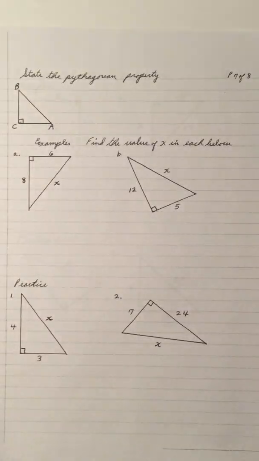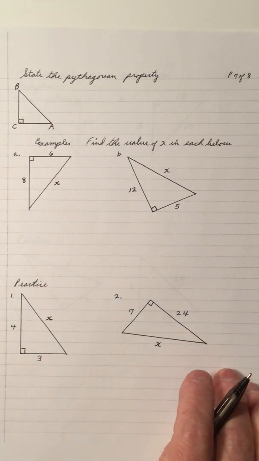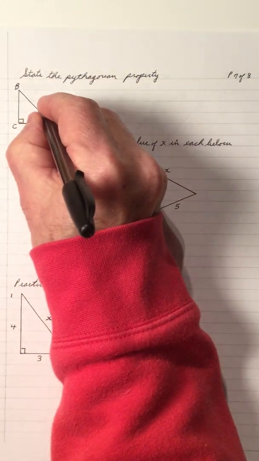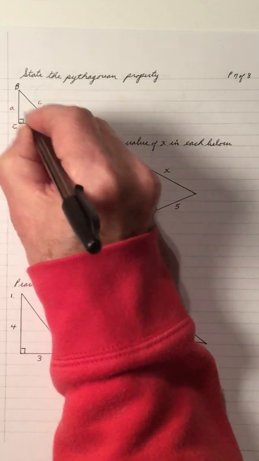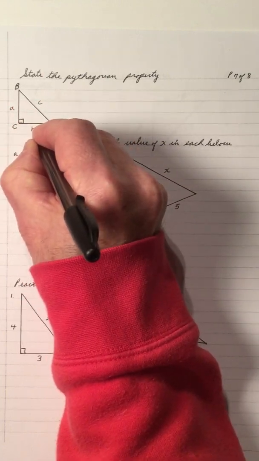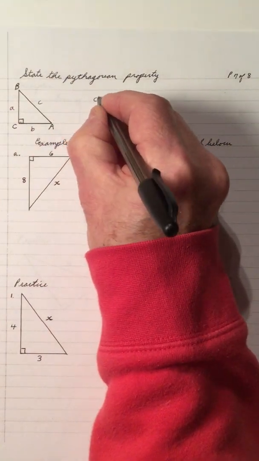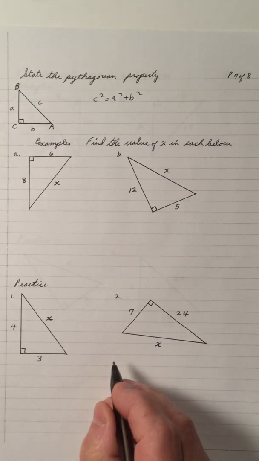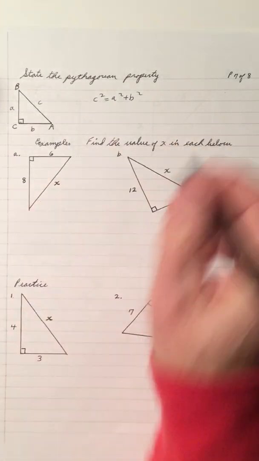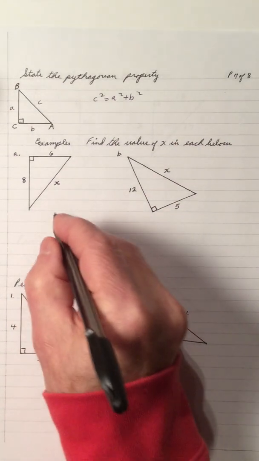Let's continue. State the Pythagorean property. Well, we know that that's a C, opposite angle C. That's an A, opposite angle A. That's a B, opposite angle B. So we have C squared equals A squared plus B squared. Now let's use this property to solve these triangles.